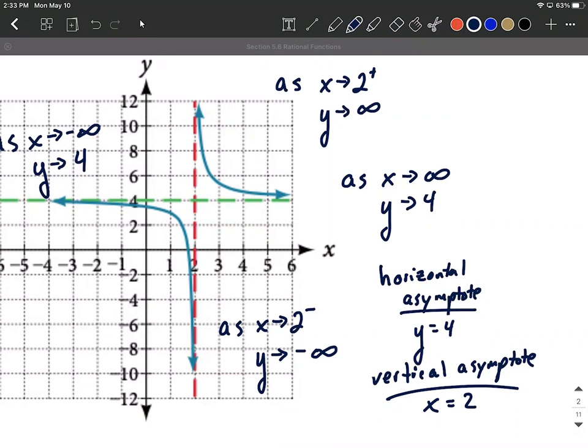All right, hope this helps out with arrow notation. I know it's confusing the first time you see it, but it's really not that bad as long as you pay attention to what you're actually looking for.